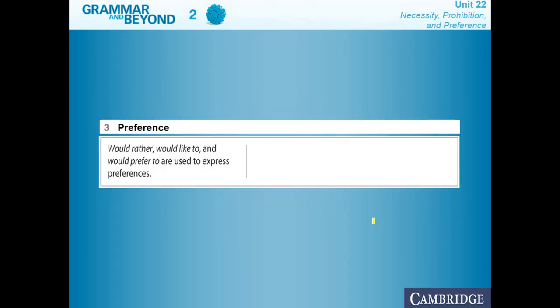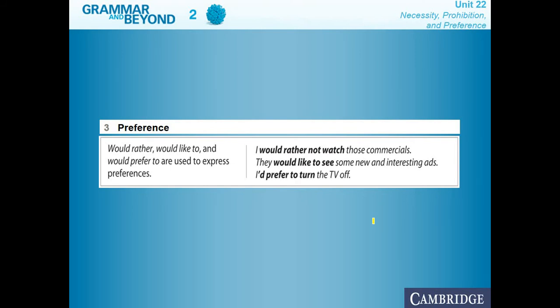Let's move on to the modal verbs of preference. Modal verbs of preference are would rather, would like to, and would prefer, and they are often used to express preference. We have the examples. I would rather not watch the commercials. I would like to see some new and interesting ads. I prefer to turn the TV off. Notice that all of them express preference.